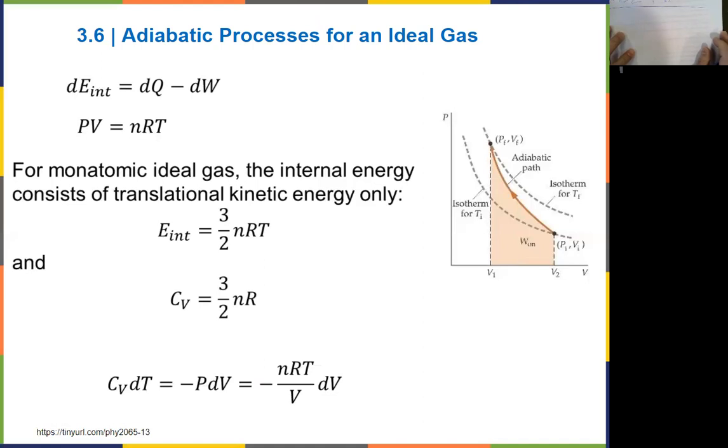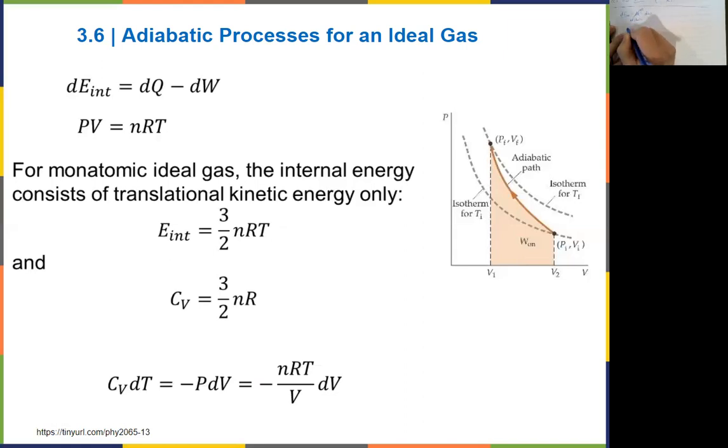So it goes from dE equal to dQ minus dW, okay? So for an adiabatic process, that means no heat exchange, okay? So this equals that.